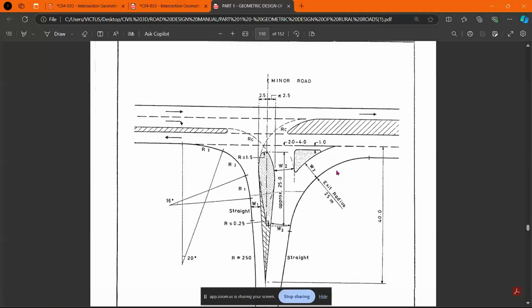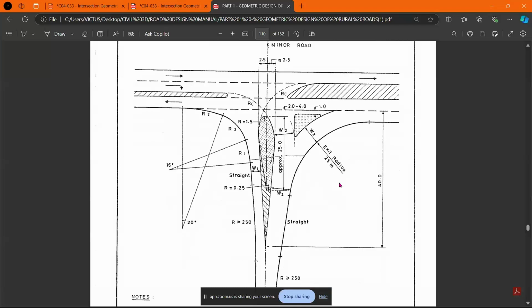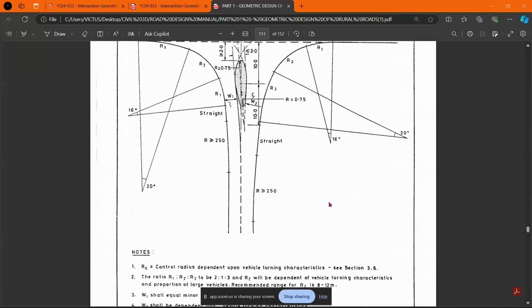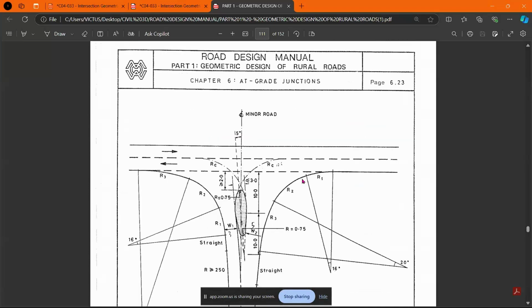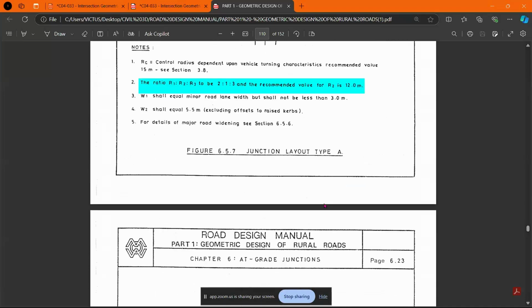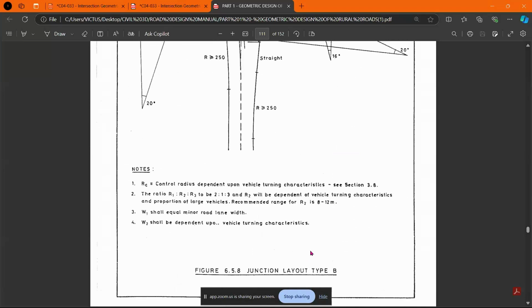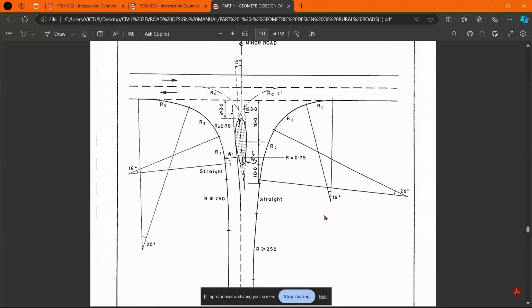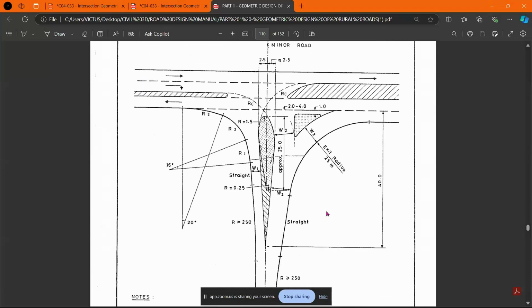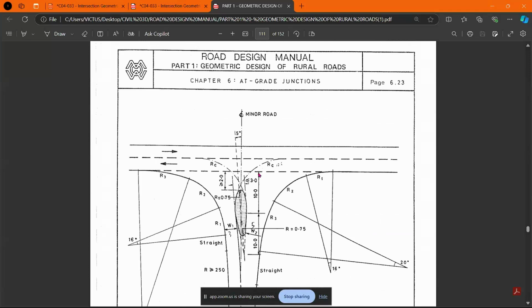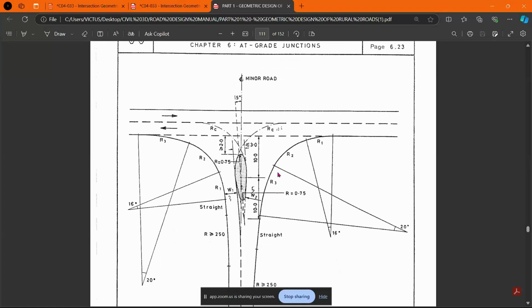This is just a typical layout of a 3-leg intersection. So there is the junction layout type A, and then there is junction layout type B. The difference between junction layout type A and type B is that type A is ideally for a section that does not accommodate the left turn and the right turn lane. And it also doesn't have the traffic island that you need to have.